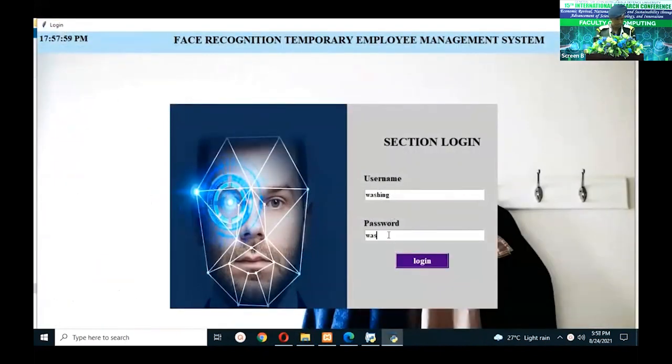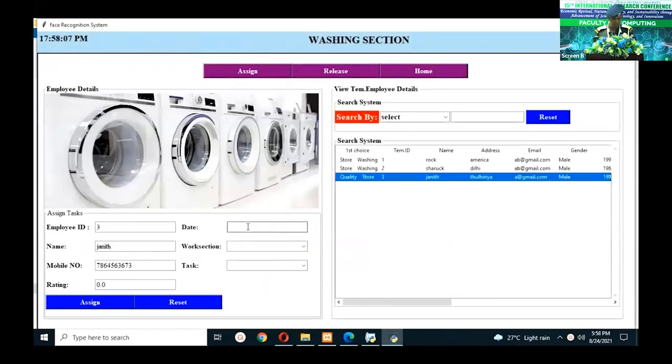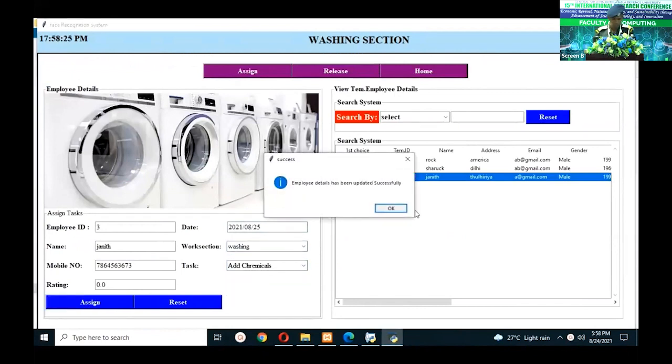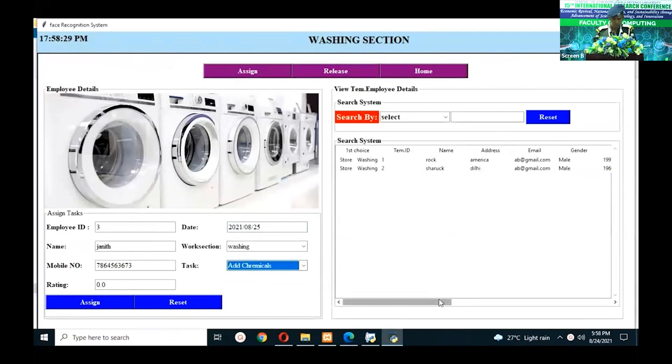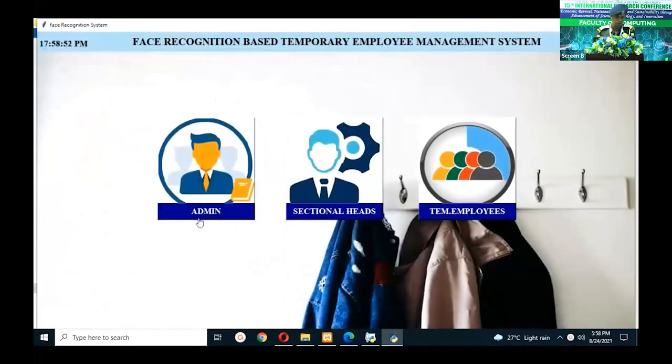The next day, the washing section wants additional work in their section. The section head assigns the highest rating person and gives tasks to them. After the newly registered person is given a task in this section, no other section can get this employee, because they belong only to the washing section for the next 24 hours.